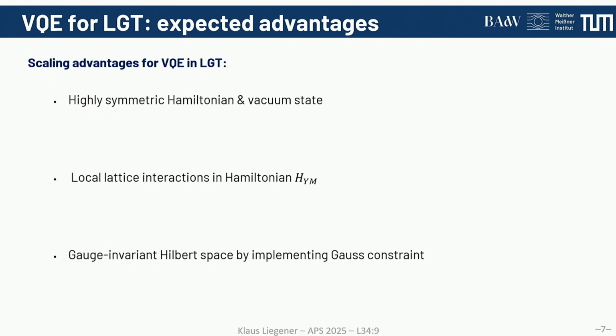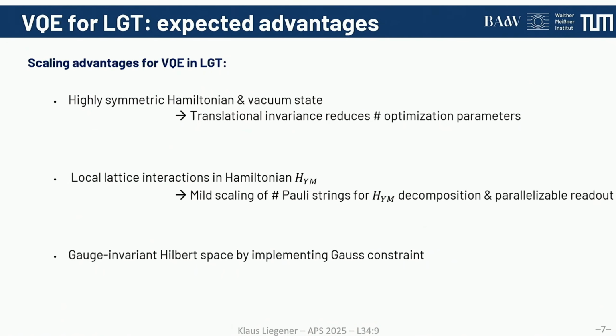To reiterate the main claim of this talk, we think that there are some scaling advantages for lattice gauge theory. On the one hand, the well-known things: the Hamiltonian is highly symmetric. If you impose translation and rotational invariance, you have a chance to reduce your optimization parameters a lot. The Hamiltonian is local, as every lattice theory is. We know that. That means we can expect a mild scaling if we decompose our Hamiltonian in terms of Pauli strings. And since many of these local plaquette terms commute with each other, we expect a lot of parallelizable readout upon scaling.